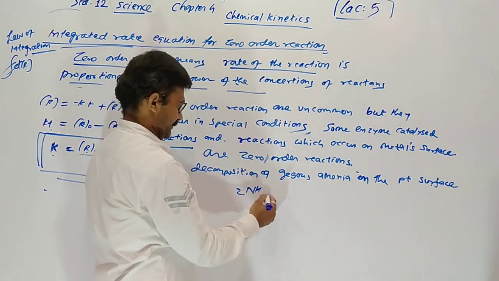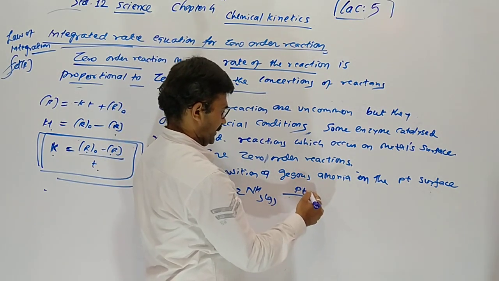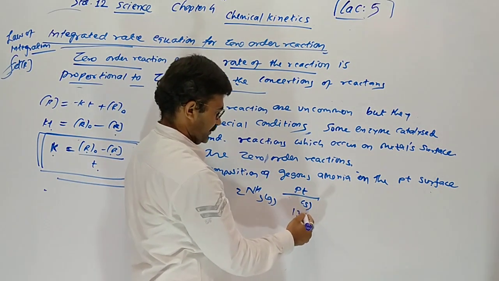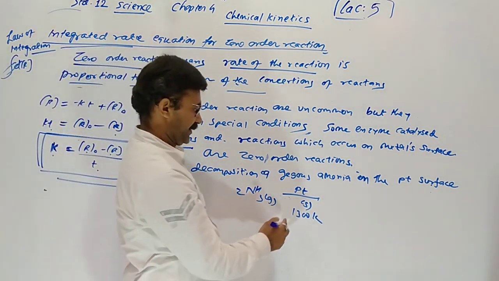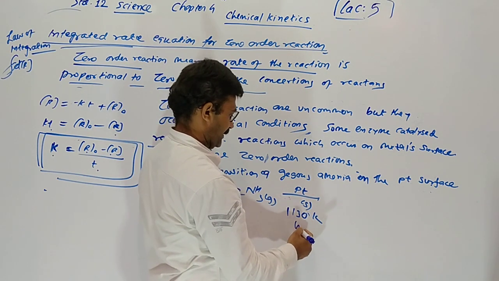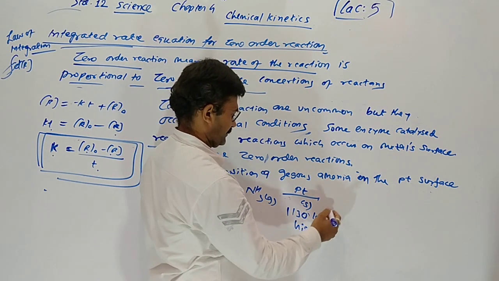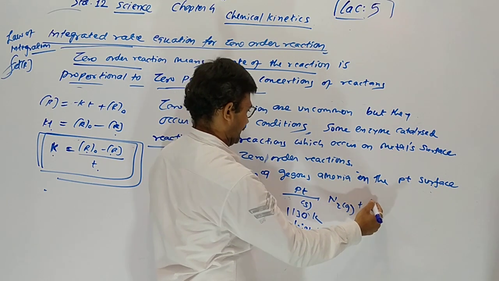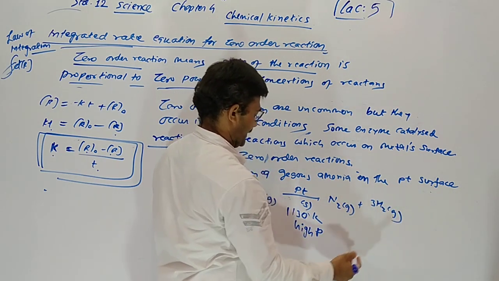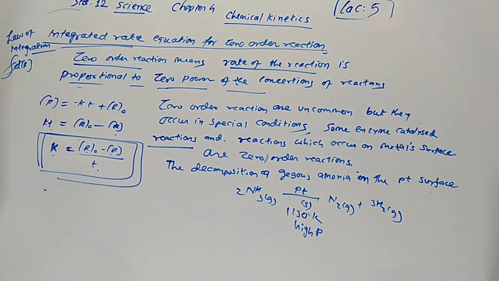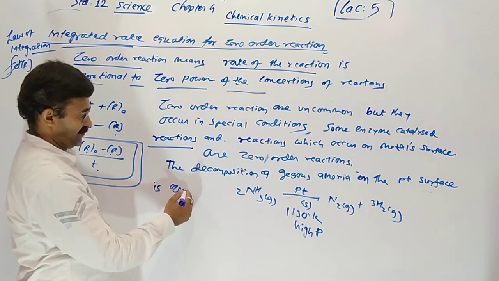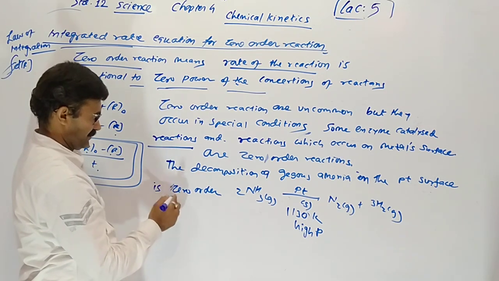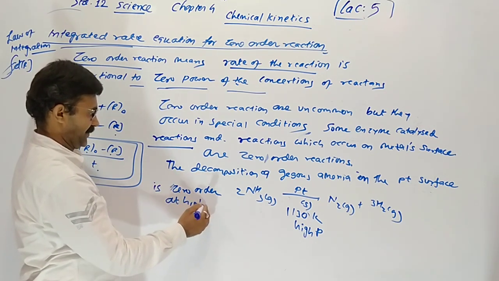Ammonia gas is passed over solid platinum at 1130 Kelvin temperature and high pressure. The decomposition gives dihydrogen. On the platinum surface, the reaction is zero order at high pressure.